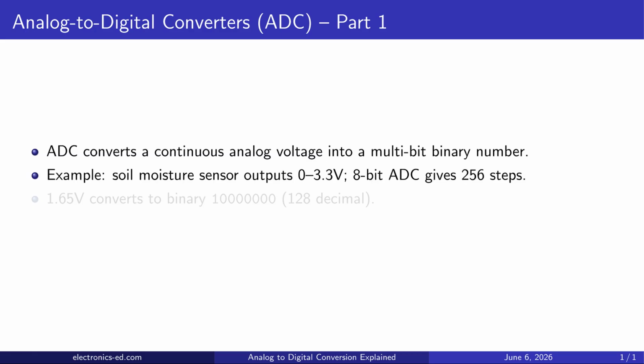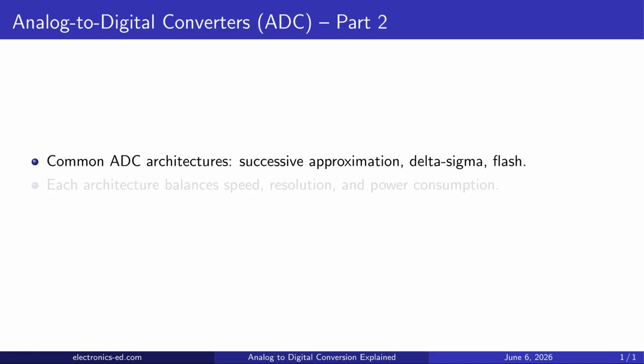For example, a soil moisture sensor outputs 0 to 3.3 volts. An 8-bit ADC divides that range into 256 steps. So a reading of 1.65 volts converts to the binary number 10000000, which is 128 in decimal. There are several common ADC architectures, including successive approximation, delta sigma, and flash converters. Each one makes different trade-offs between speed, resolution, and how much power it uses.